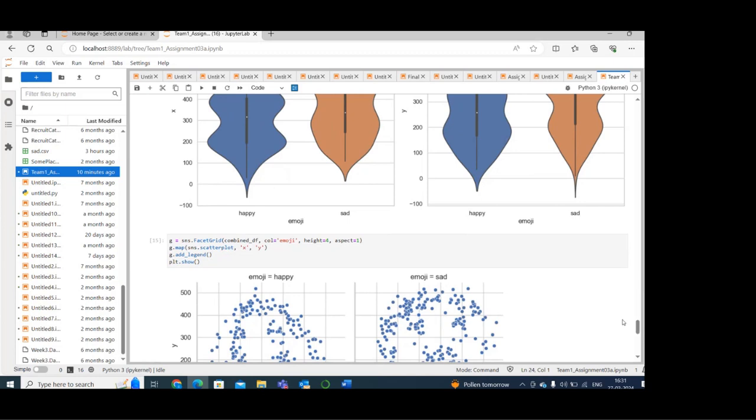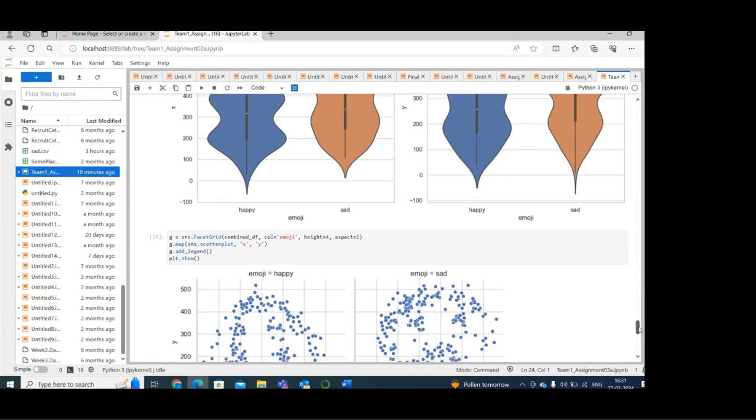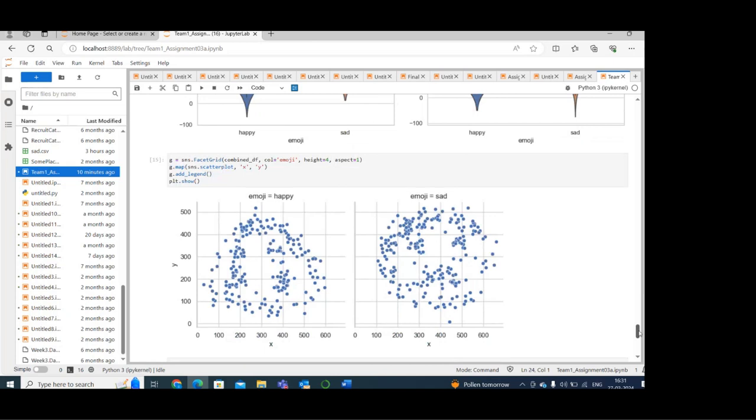In conclusion, our exploration through the Great Emoji Emotion Expedition utilized a range of data visualization techniques to uncover the patterns in a dataset of emojis. By applying these techniques, we were able to gain insight into the distribution and clustering of emojis represented by the emotions.